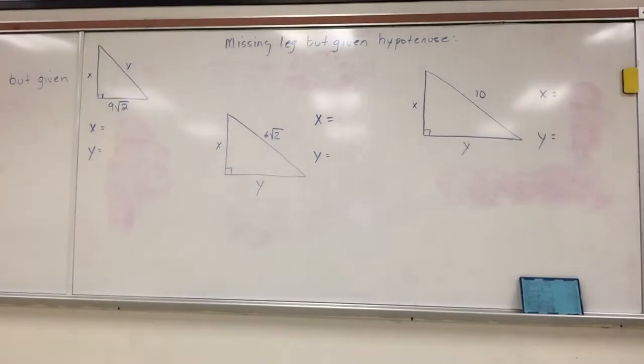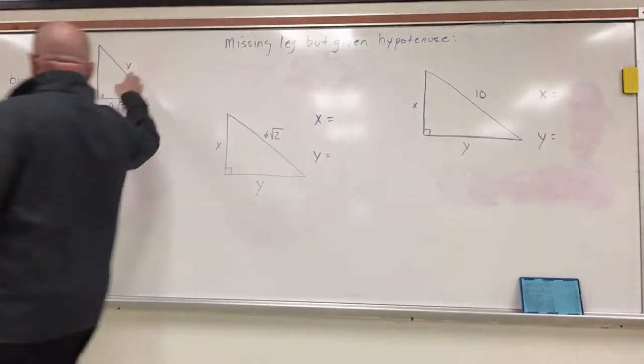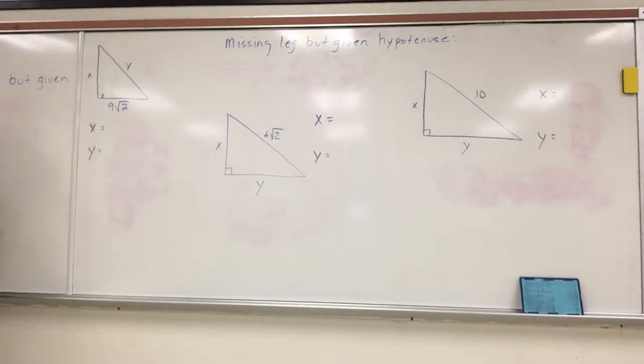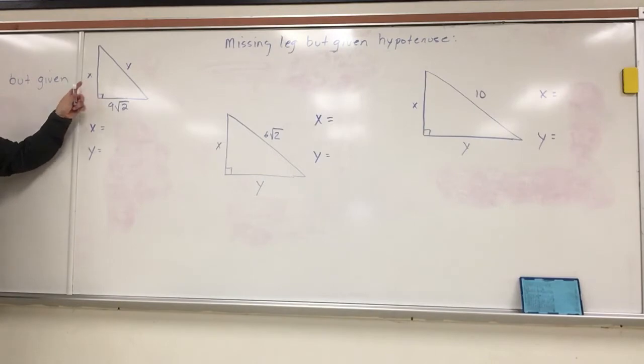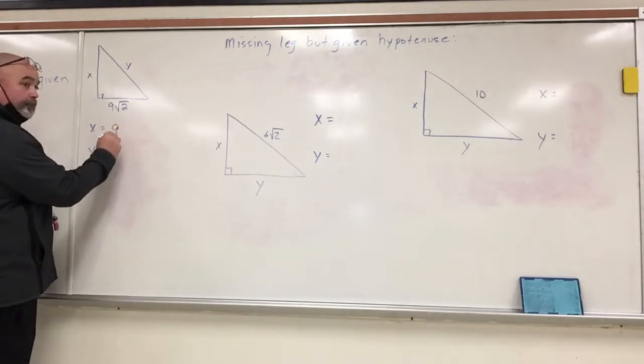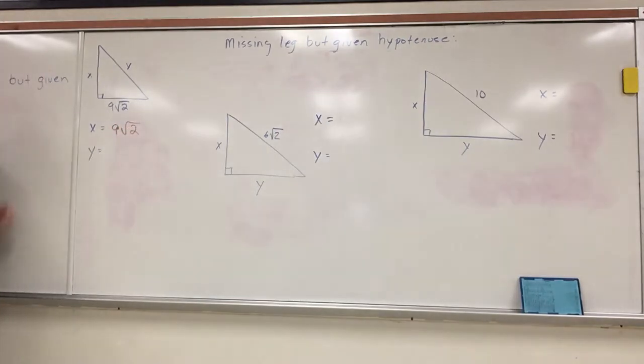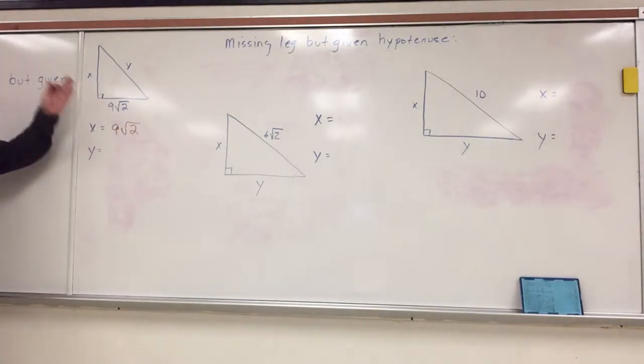Again, we are missing the hypotenuse here. We're missing a leg here, but I know right now that x is going to be equal to 9, the other leg, which is 9 square root of 2. Okay, write down what it is.